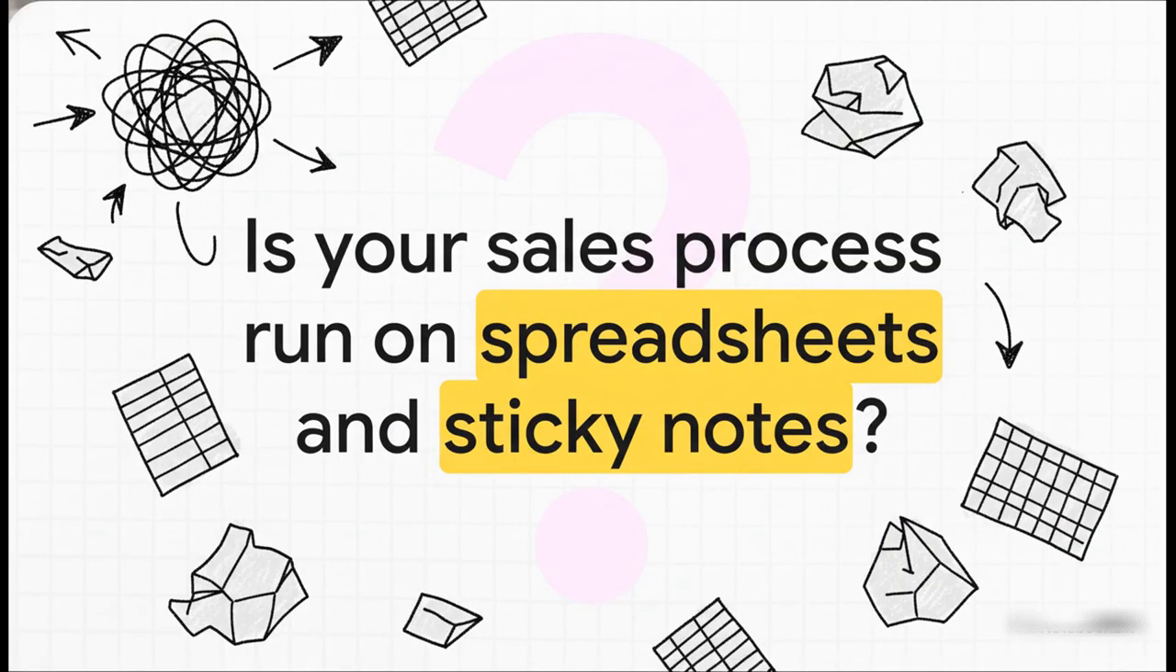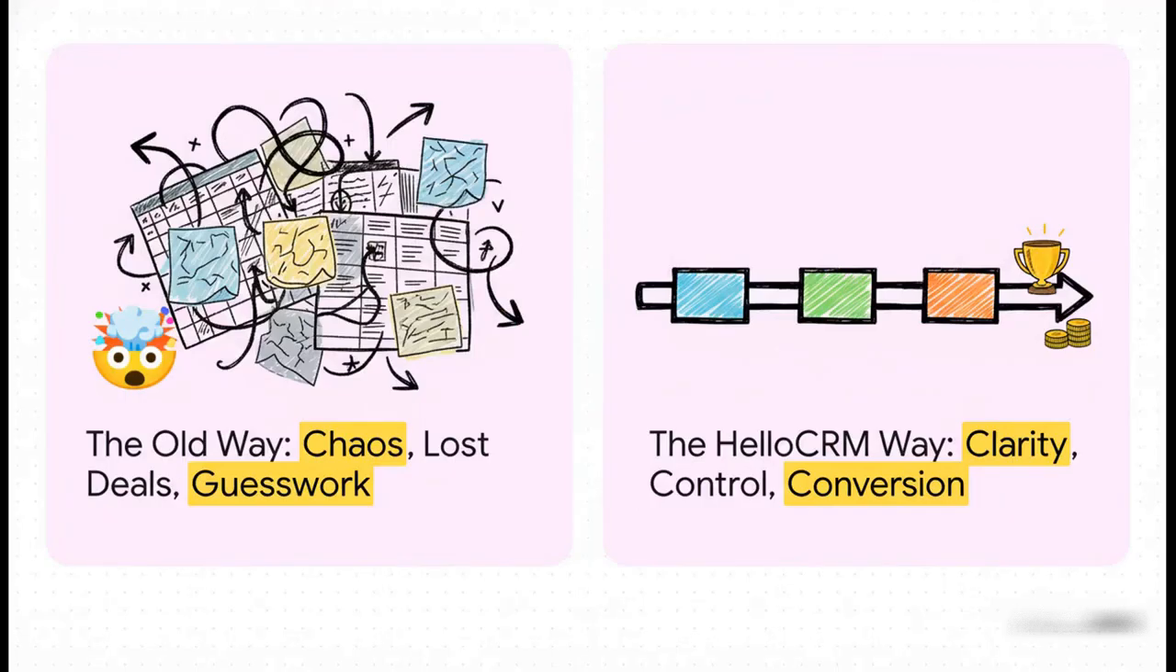You know, the endless spreadsheets, the sticky notes all over your monitor, trying to remember what you promised to who. When this is your sales process, it's just so easy for amazing opportunities to get stuck, fall right through the cracks, or, let's face it, just vanish completely. I mean, this slide really just says it all, doesn't it? You've got the old way, which is just chaos, lost deals, and a whole lot of guesswork. And then there's the HelloCRM way. We're talking clarity, control, and the thing we all want, better conversion.